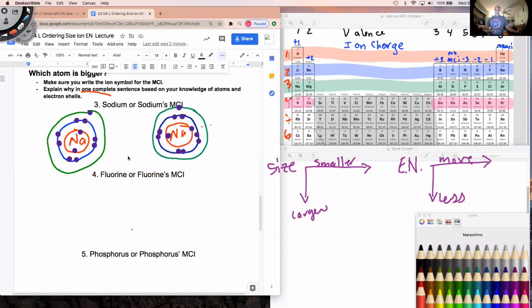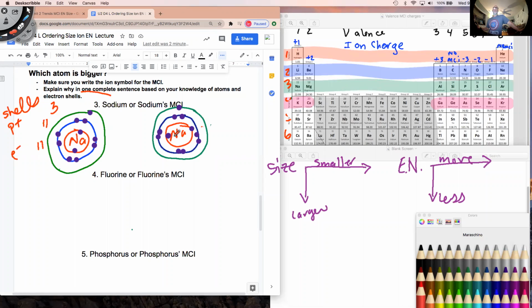Now, when we take a look and see which atom is bigger, first thing we want to do is say, well, finding out if something's bigger or smaller is going to have to do entirely with one of three things. It's going to have to do with the shells, with the protons, and with the electrons. So how many shells does sodium have? Well, sodium has 3 shells, 11 protons, and 11 electrons. And that's all we have to work with.